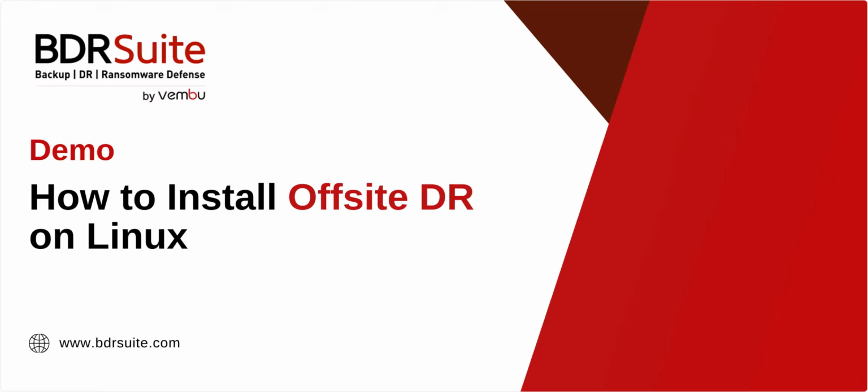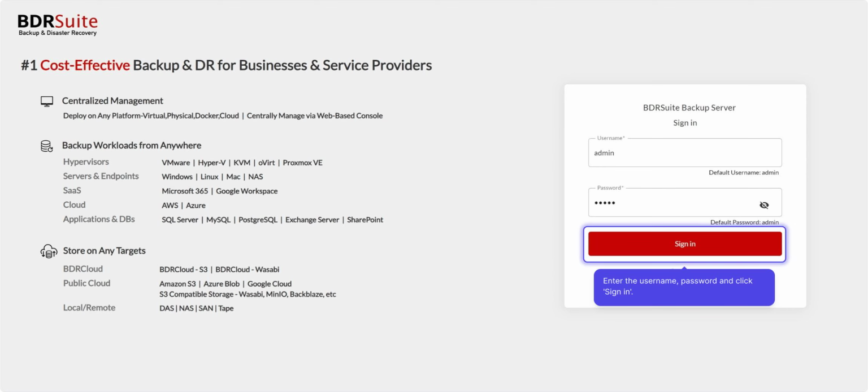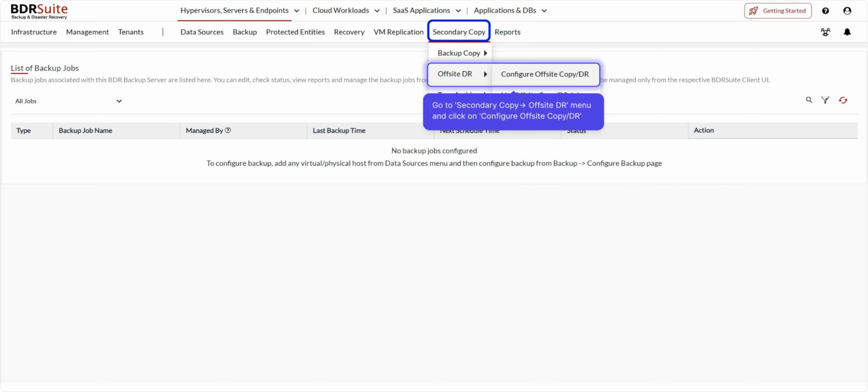In this BDRSuite How-To Series video, I will show you how to install Offsite DR on your Linux machine. Open your BDRSuite Backup Server console, enter your username and password, and click Sign In. Navigate to the Secondary Copy, Offsite DR menu, and click on Configure Offsite Copy DR.